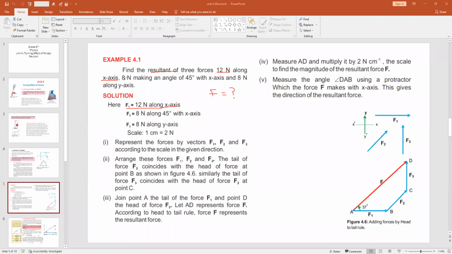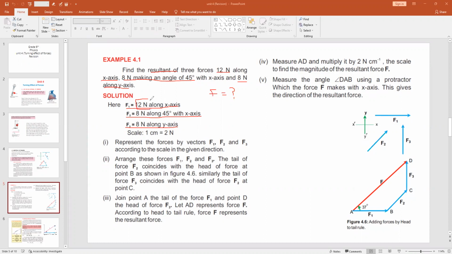The second vector is 8 Newton making an angle of 45 degrees. So we can call this vector F2, which is equal to 8 Newton along 45 degrees with the x-axis. And 8 Newton along the y-axis. So we can call this vector F3, that is 8 Newton along the y-axis.